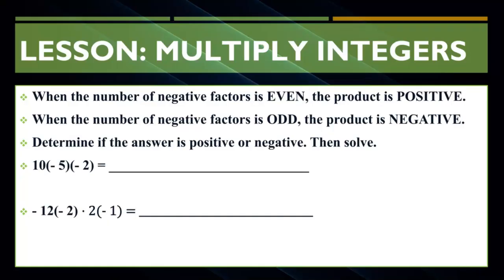When the number of negative factors is even, the product is positive. So that's just saying if you have an even number of negatives, your answer is going to be positive. And when the number of negative factors is odd, the product is negative. So you can determine if your answer is positive or negative even before you do the multiplication based on the number of negatives involved. So here we need to determine if it's positive or negative. Since I have an even number of negatives, the answer is going to be positive.